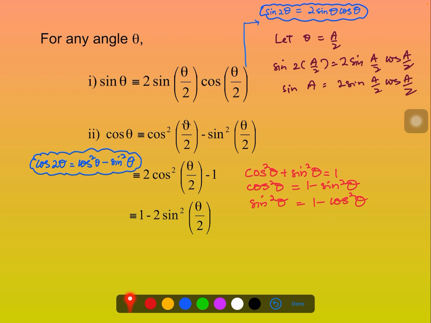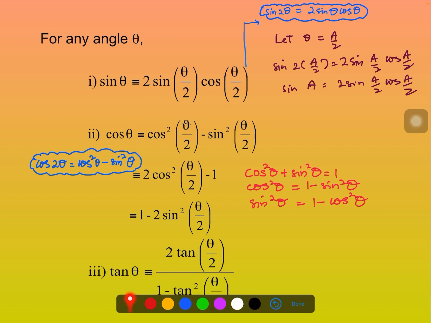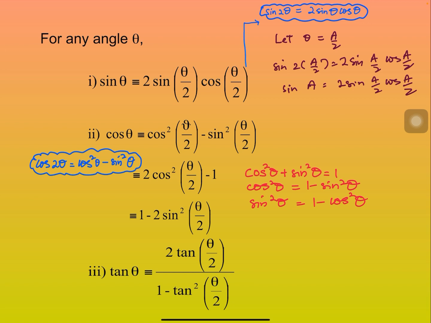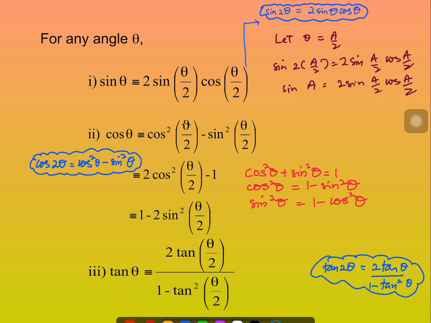From this trigo identity, we can have the second equation for cos theta, that is 2 cos square half theta minus 1, and the third one is 1 minus 2 sine square A over 2. While for the tangent theta is equivalent to 2 tangent half theta over 1 minus tangent square half theta. This is coming from the double angle of tangent 2 theta equals 2 tangent theta over 1 minus tangent square theta.